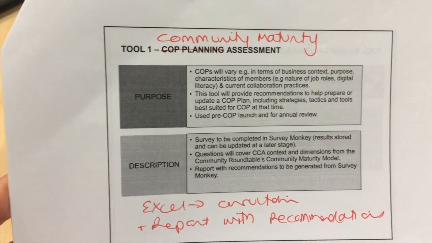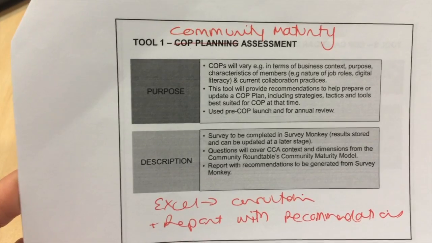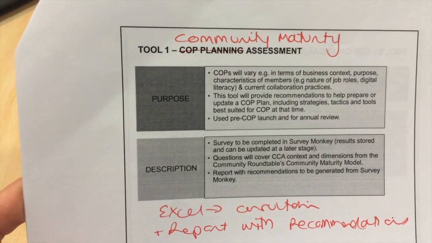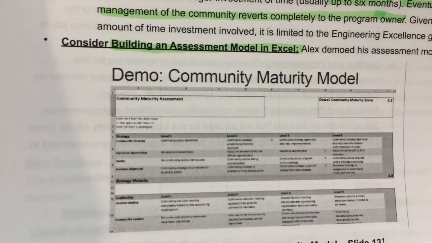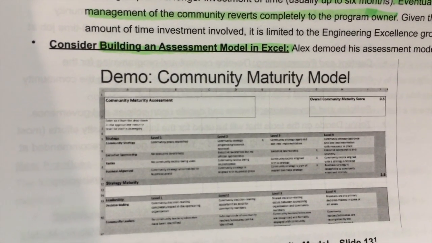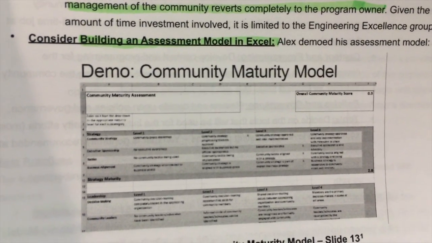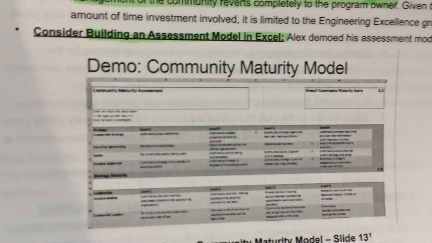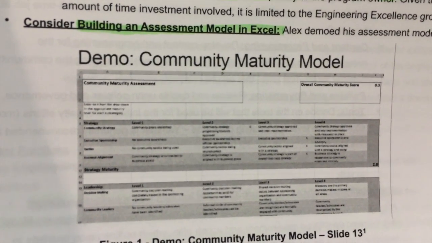I was originally planning to call this a COP planning assessment, but after finding some resources today, I've decided to change tack and call it a community maturity assessment. And where I actually came across this idea was from a discussion in the Community Roundtable, which was held in 2014. There was a fellow from Microsoft who shared a piece of work he'd done creating an Excel-based version of a community maturity assessment using the Roundtable's community maturity model.